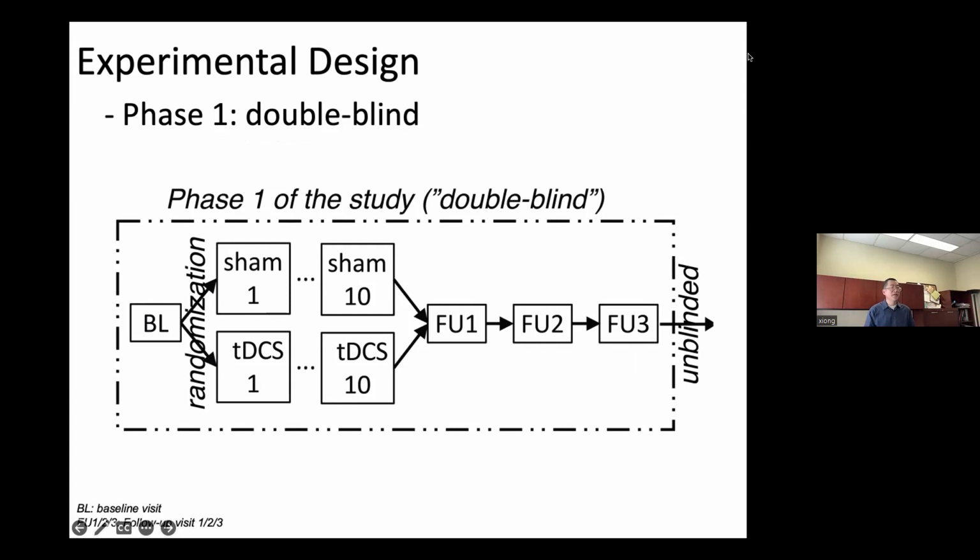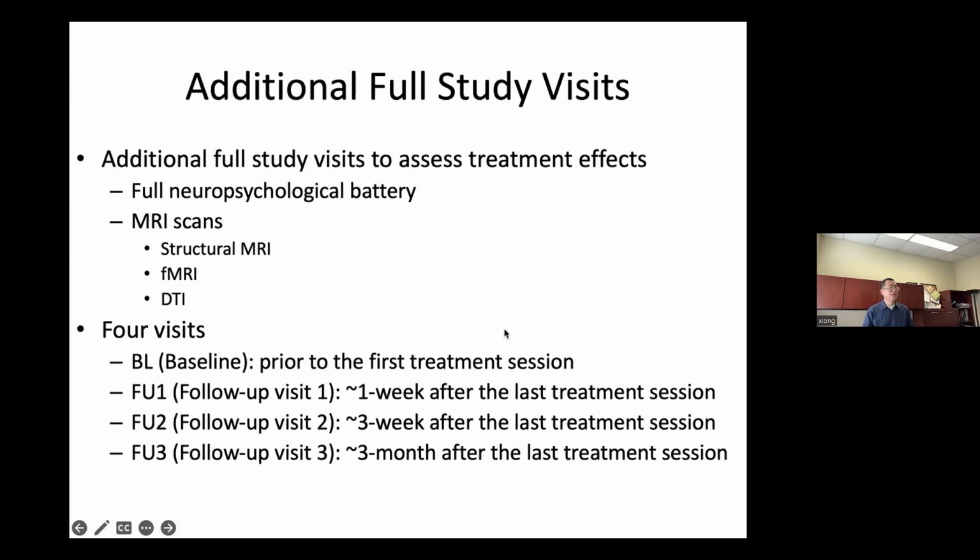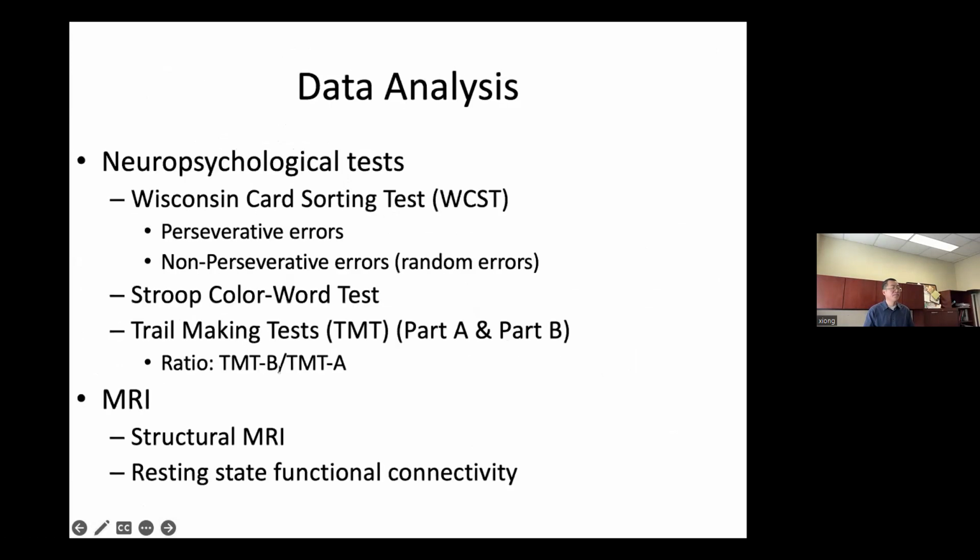After phase 1, we unblind the experiment. Then the patients who received sham will be given the opportunity, if they want, to come back for the open label real treatment. Then we finish the study. As I said, we collect data from the neuropsychiatric battery and the MRI scan.